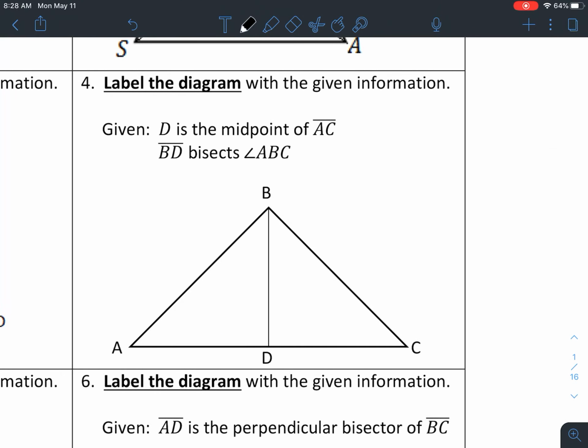Label a diagram with given information. D is the midpoint of AC. Okay? Not much you can write there right now. BD bisects ABC. So bisects means it cuts it in half. So we know that's an angle, and these are going to be equal to each other. And because this first part, D is the midpoint, we know it's the middle, so we know AD is the same length as DC.